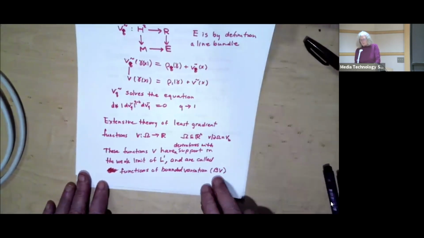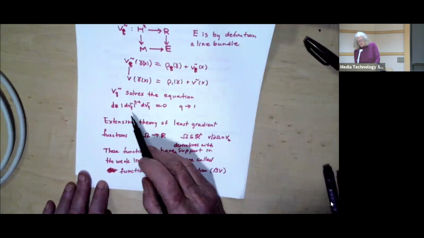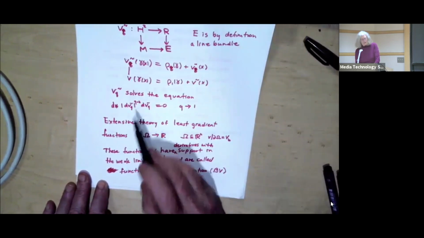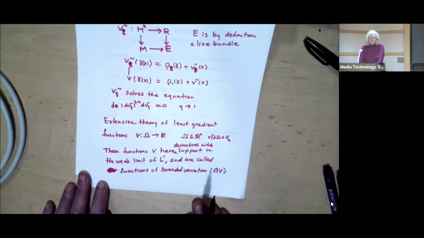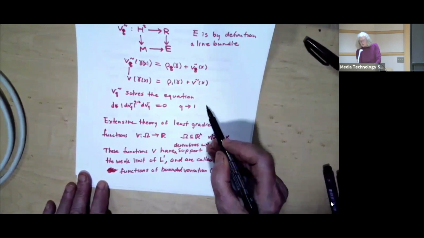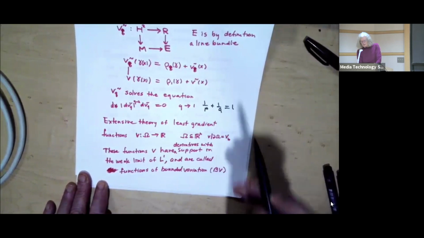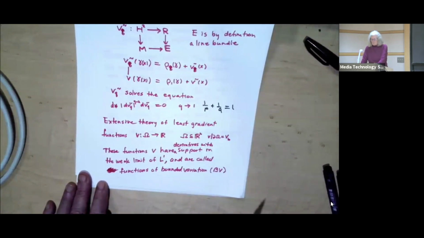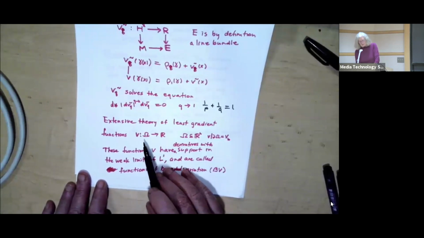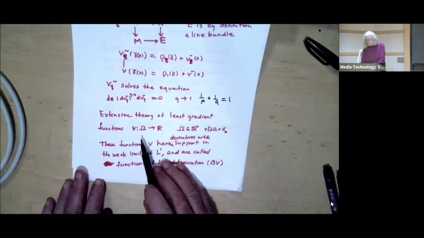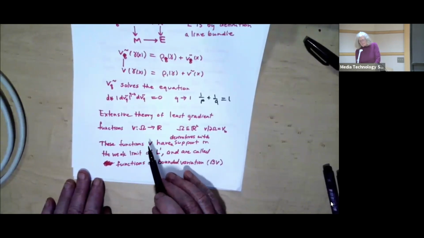tilde sub Q solves this equation, D star of, again, it's the same one as for P, only now Q, which is the dual exponent, with 1 over P plus 1 over Q equal 1. So now Q is going to 1. And again, this is an extensive theory of functions, again, mostly in higher dimensions.